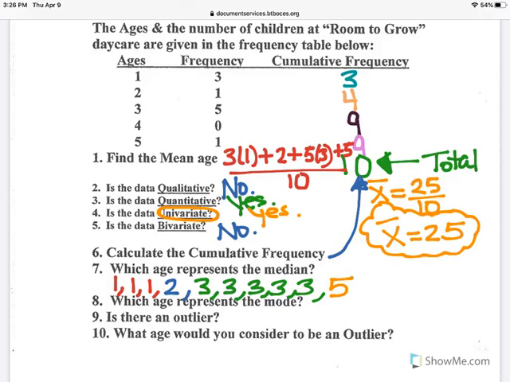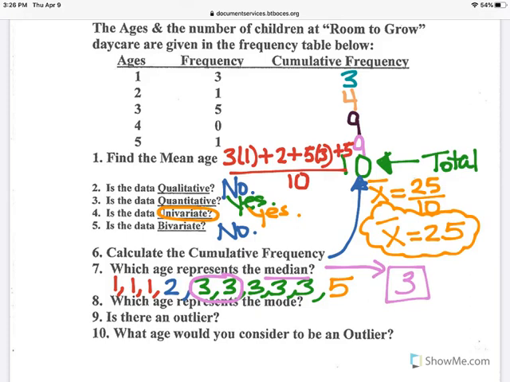And those 2 middle terms should be 3 and 3. Because if you count, you have 1, 2, 3. There are 4 terms to the left and 4 terms to the right. And if you circle 2 of the same number, then that is your median. So your median here is going to be 3.